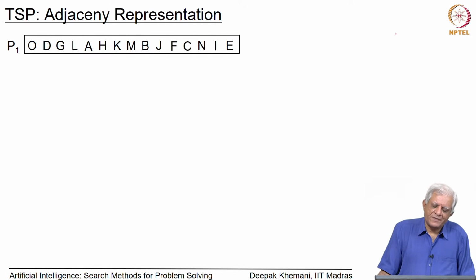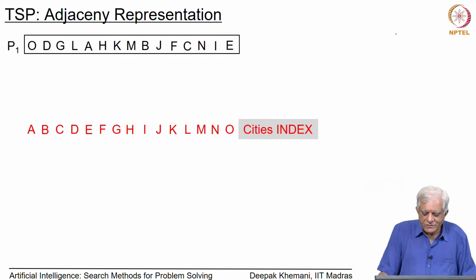Okay, so path representation is not the only representation that you can use for representing a tour. Another popular representation is called the adjacency representation, and that basically works as follows: you first construct a city index. You can see that there are these 15 cities in the traveling salesman problem, and we organize them in the index, in this case in alphabetic order. So, A, B, C, D, E, F, G, H and so on.